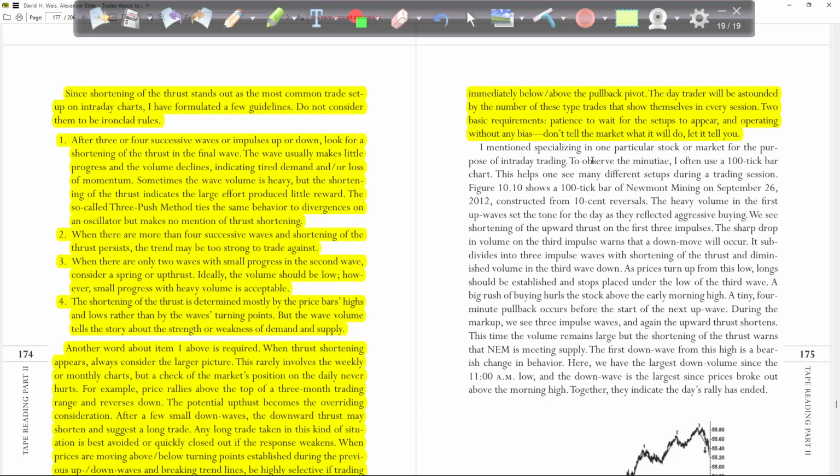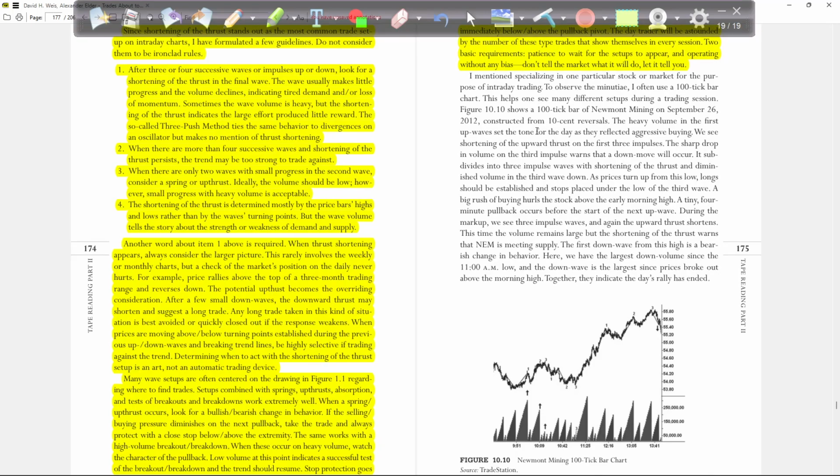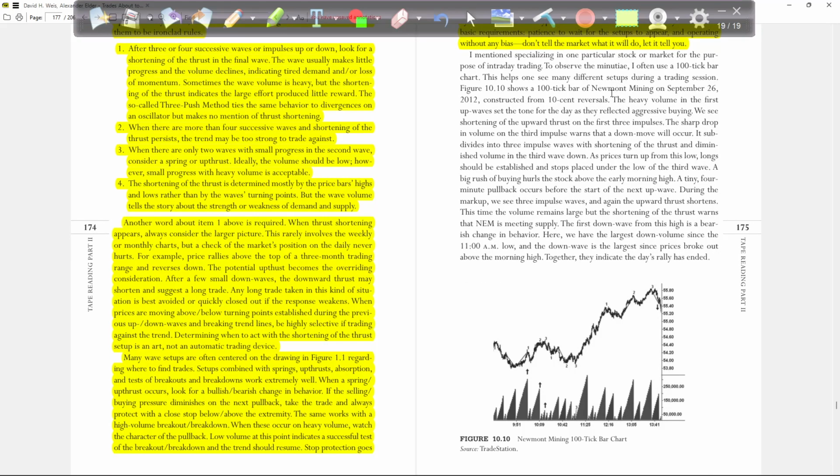I mentioned specializing in one particular stock or market for the purpose of intraday trading. To observe the minute, I often use a 100 tick bar chart. This helps one to see many different setups during a trading session. Figure 10.10 shows a 100 tick bar chart of Newmont Mining on September 26, 2012, constructed from 10 cent impulses.